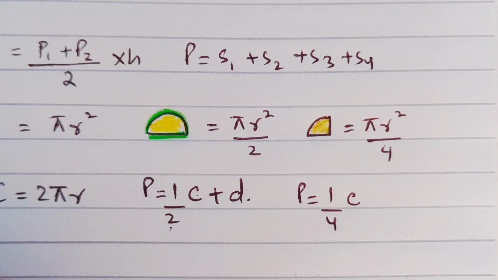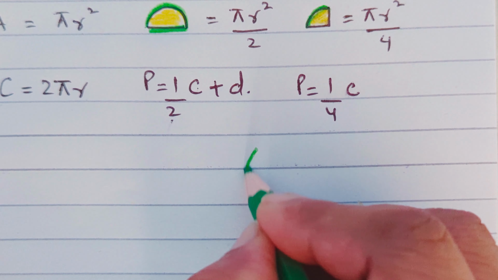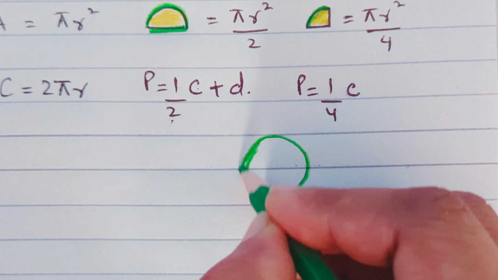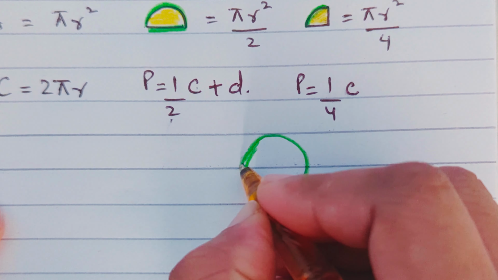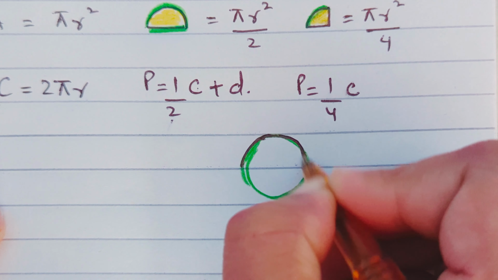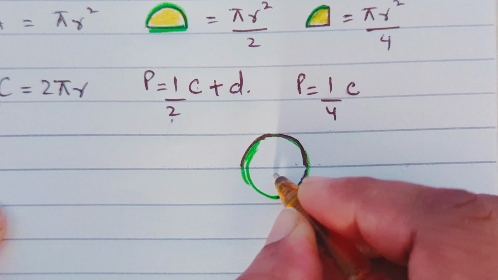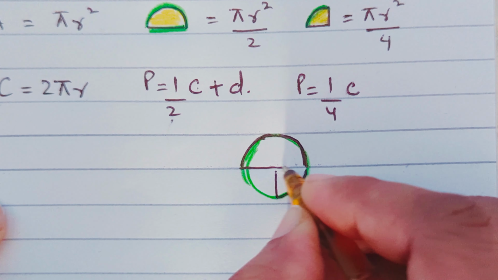1/4 of the circumference, because now we have only 1/4 part of a circle. See, this is a circle, right? So in the semicircle, we have only 1/2 of the circumference, and in a quarter circle, we have only 1/4 of the circle, like this.